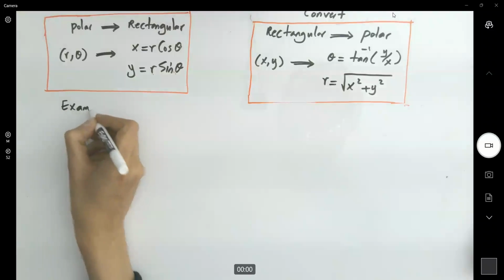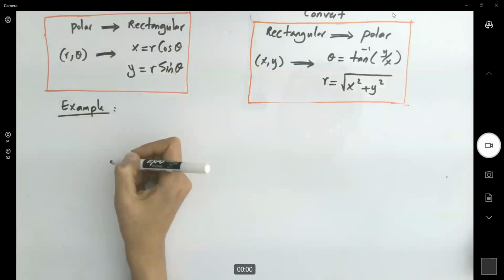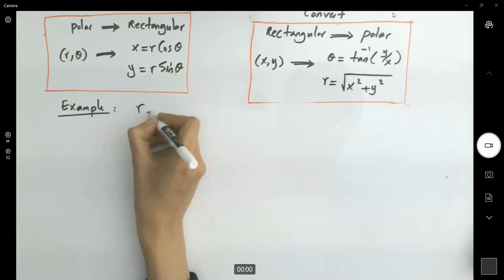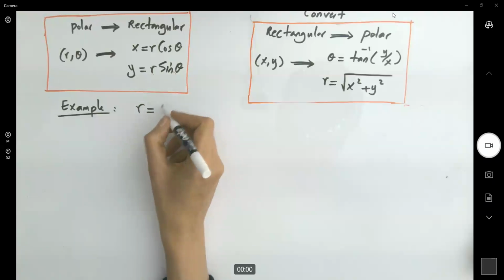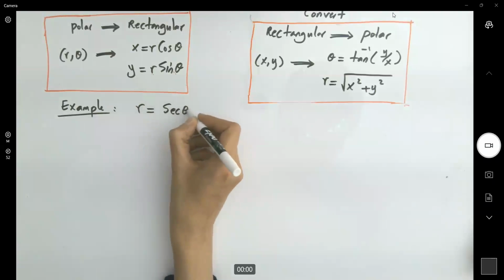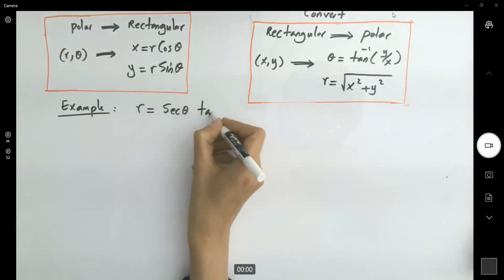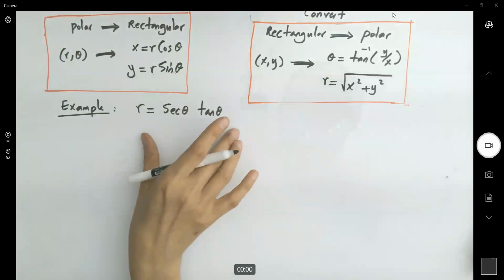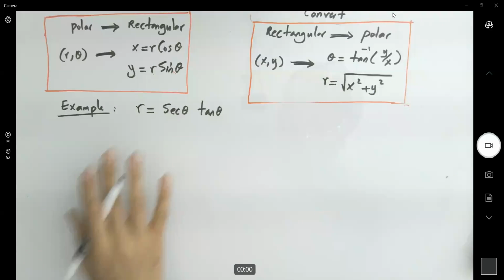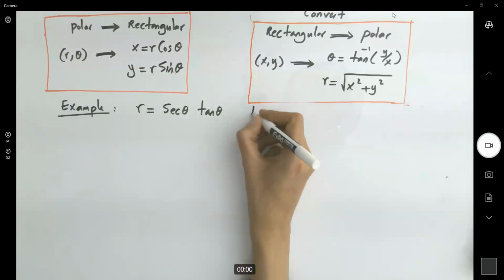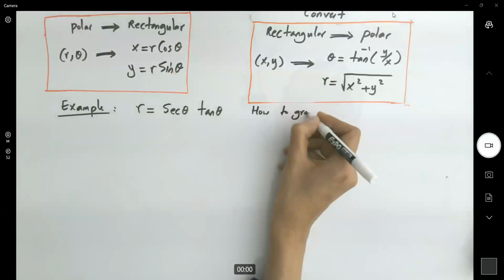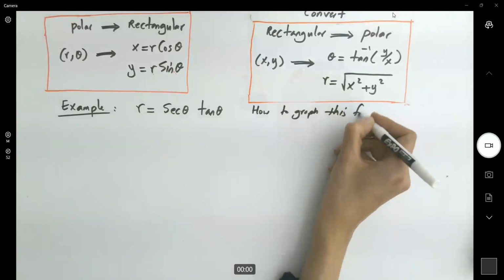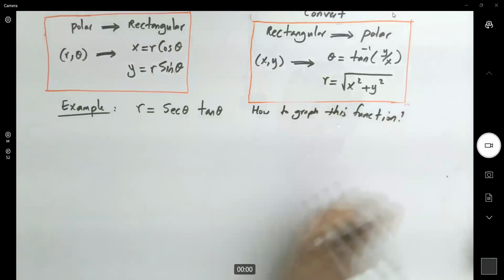Example. r is equal to secant theta times tangent theta. What does this represent? What is this function? How do you graph this function? Well, okay.